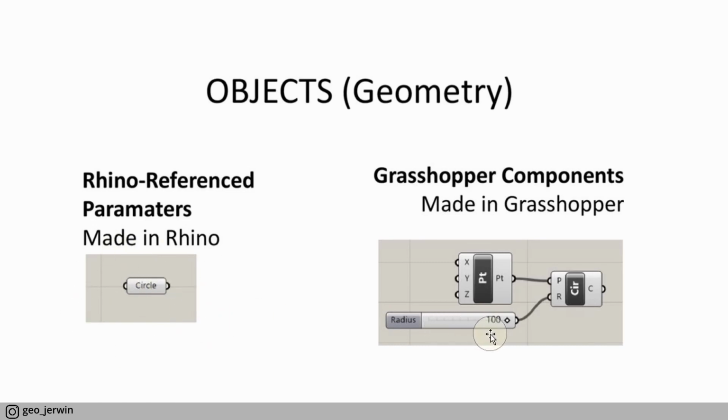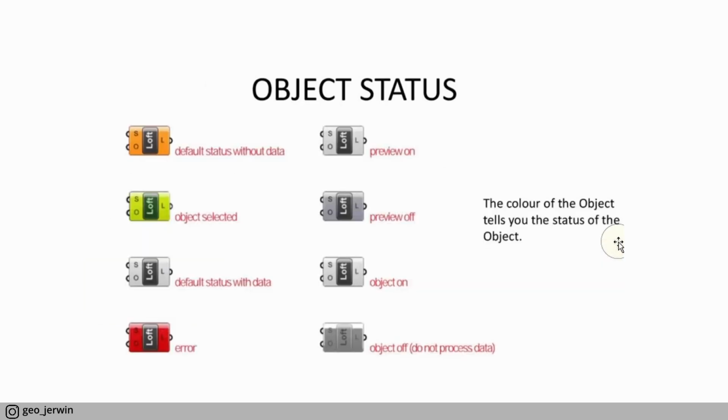And this one is made entirely from scratch in Grasshopper, with the point as a plane, with R for radius, and then there is a circle component. So we're going to deal with this and we'll see everything clearly further down. So yeah, right now just keep this in mind.